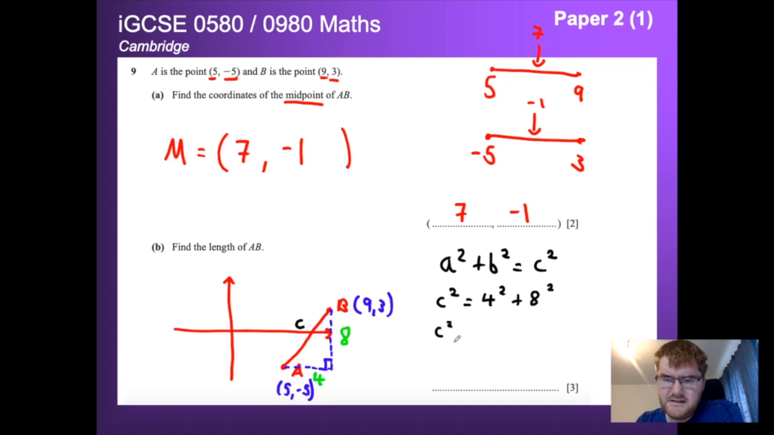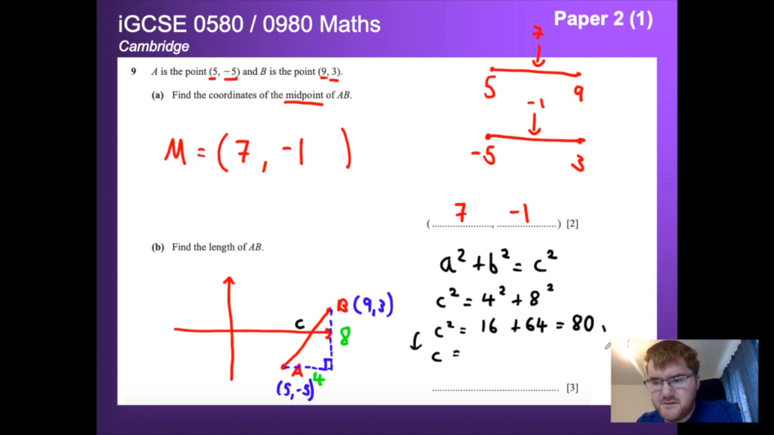And let's just work these things out. So if we do 4 squared, that's 16. If we do 8 squared, that's equal to 64. And if we add those together, 64 plus 16, that's going to be equal to 80. But remember what we've worked out here is c squared, and we want to work out c on its own.